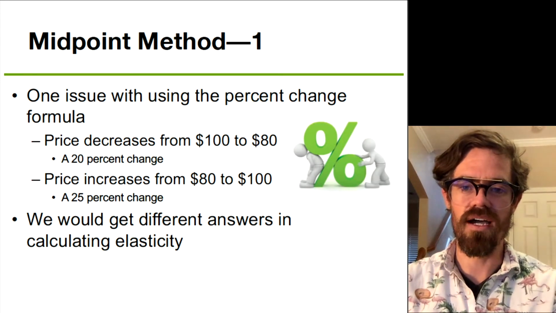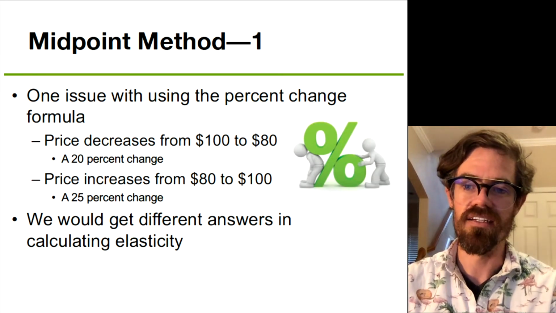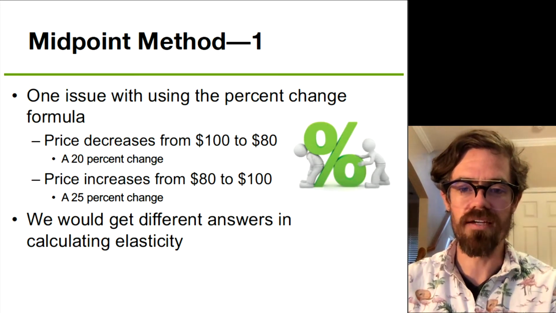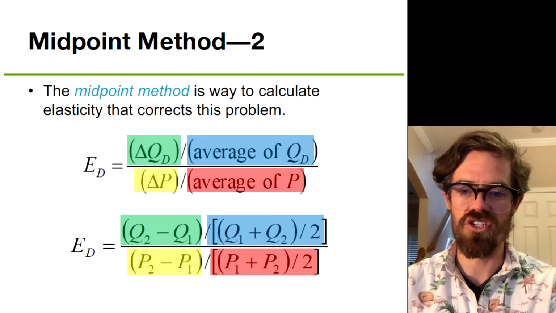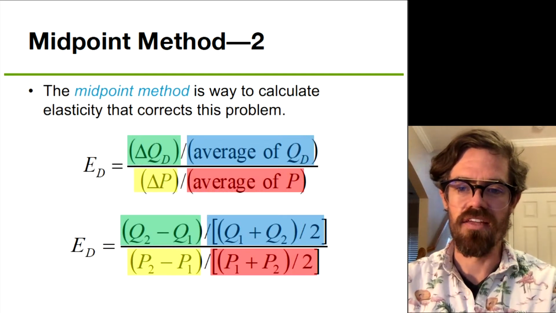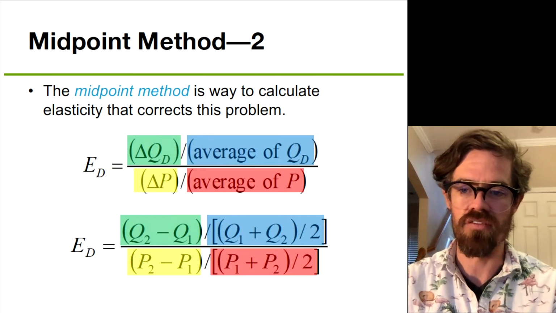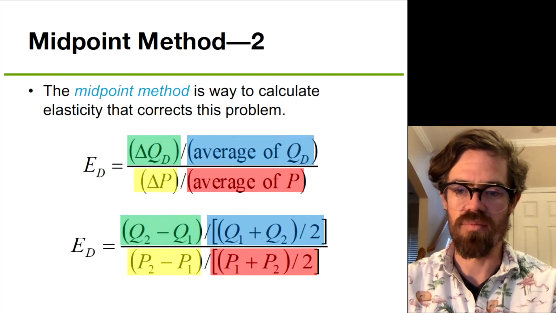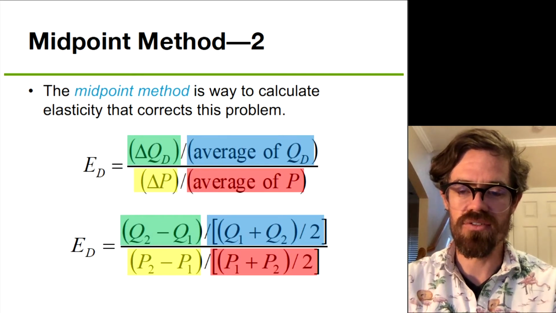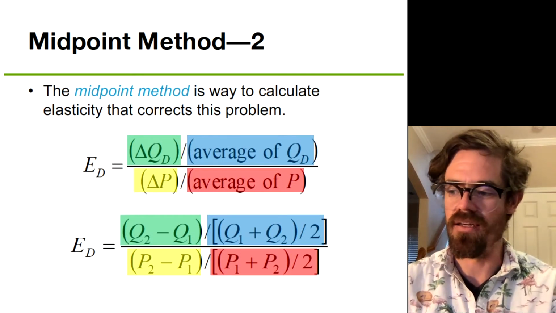So that's why in economics, when we're calculating elasticity, we use something called the midpoint method. Okay, and the midpoint method gets us around this issue. So rather than using the initial value as the point of reference, we use the average of the two values as the point of reference. So rather than calculating percent change in quantity demanded as the change in quantity demanded divided by the initial quantity, we will use the average of the two quantities. And we'll do the same thing with price. So if we use this midpoint method, this is basically what our formulas end up being.